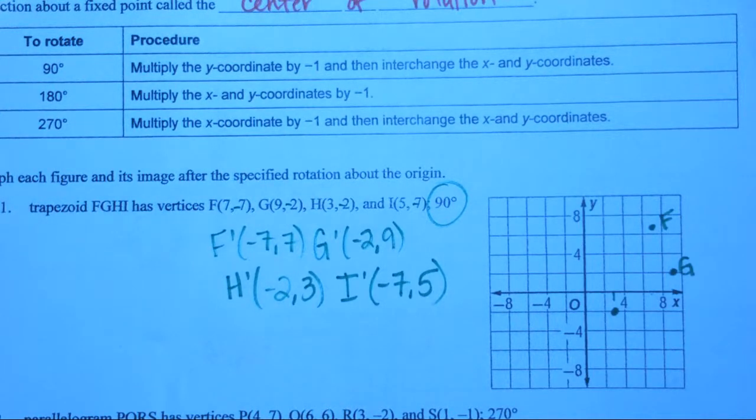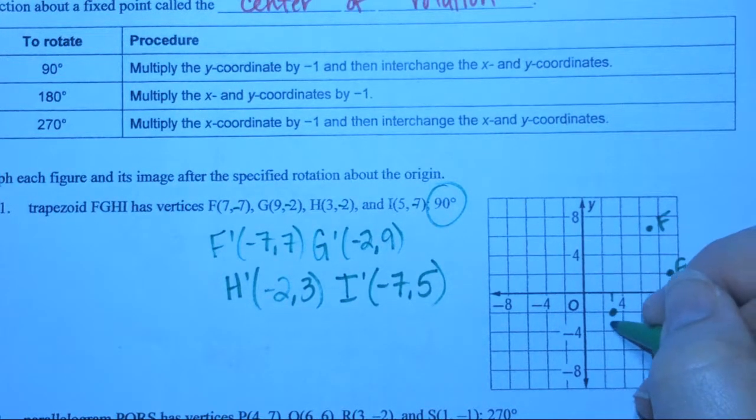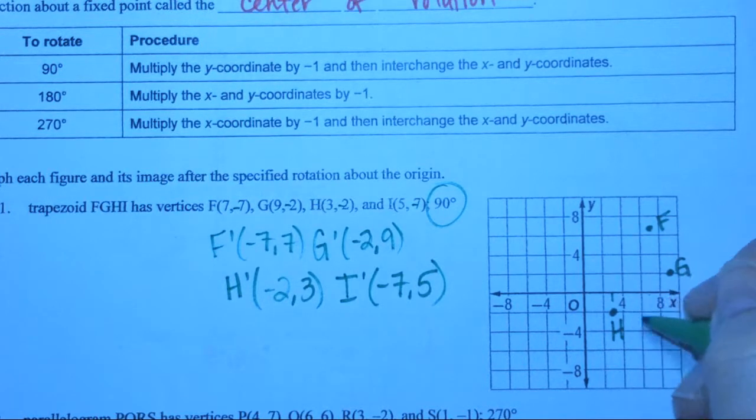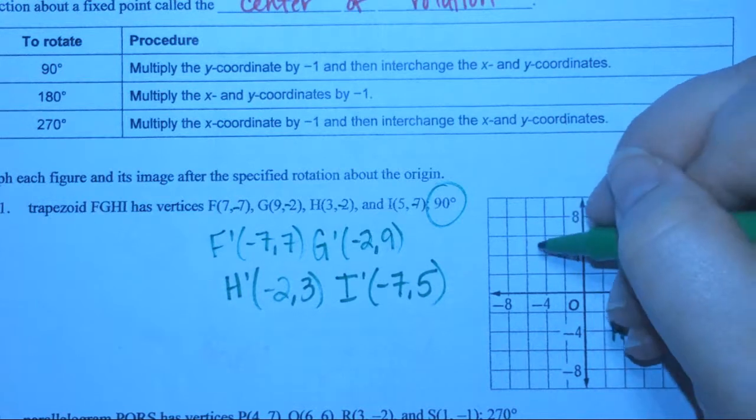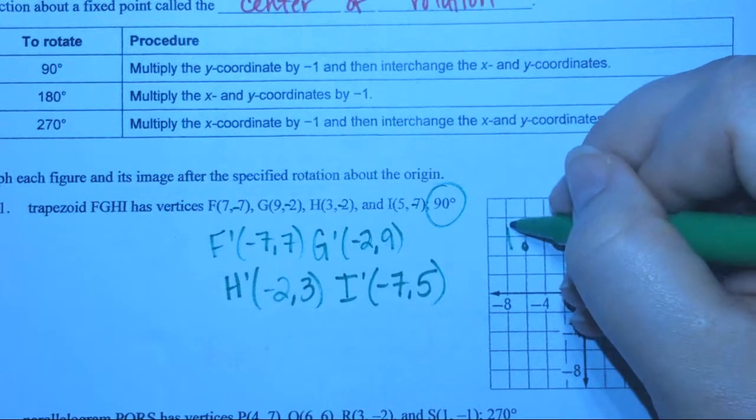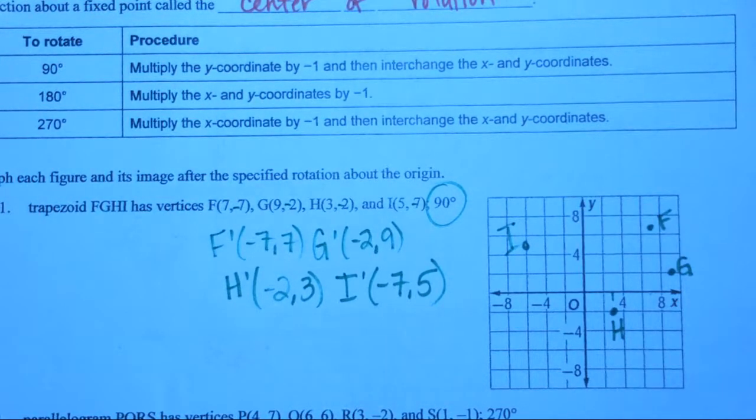We're going to do the exact opposite on 270. We're going to change all the x's to negative, and then swap them. F, G, H, and then I is at -7, 5. Okay, I'm going to stop my graphing rant. I swear I will come back to graphing this, and we'll probably have to discuss this whole thing again tomorrow.